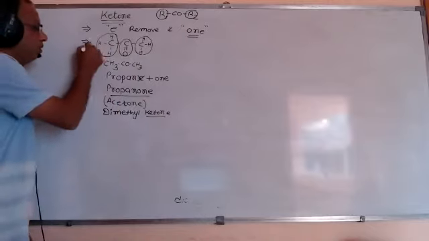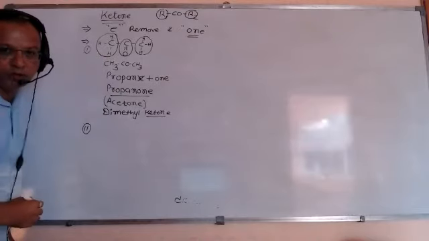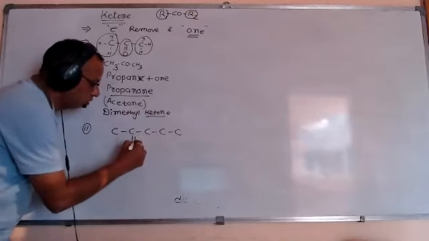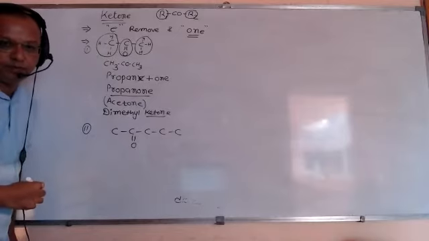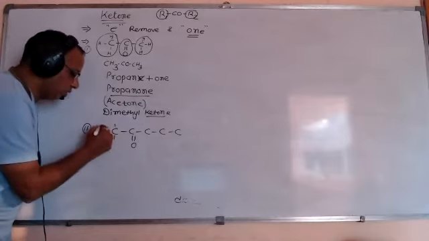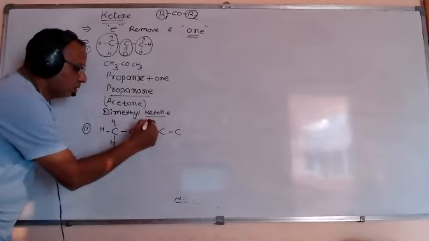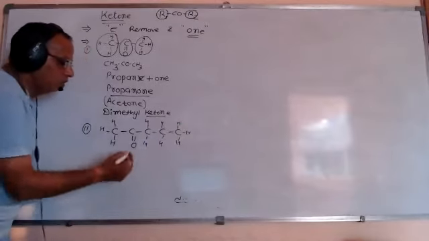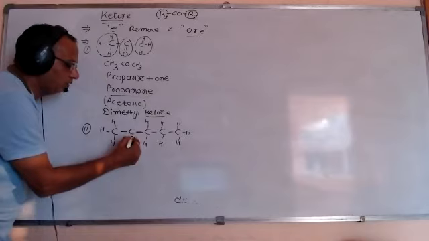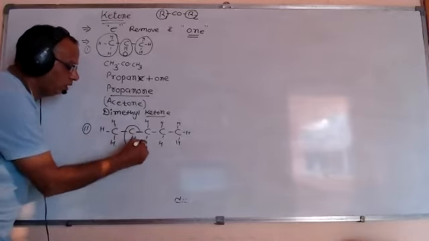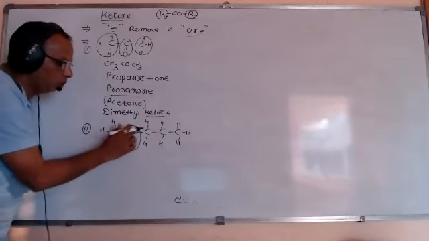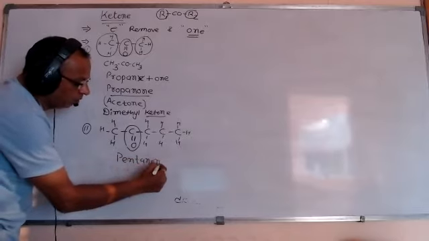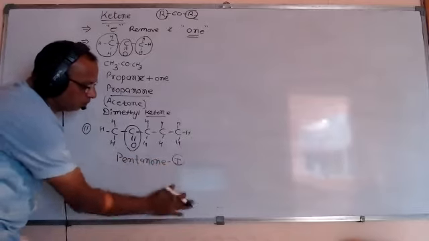This is the first member. If we consider one more member of ketone, instead of 3, suppose I put 5 carbons in total. So for 5 carbons, this is CH3, CH2, CH2 and CH3, with CO, and the 4 valencies of carbon are fulfilled. You can see 1, 2, 3, 4, 5. For 5 carbons, it is pentanone. This is the IUPAC name.